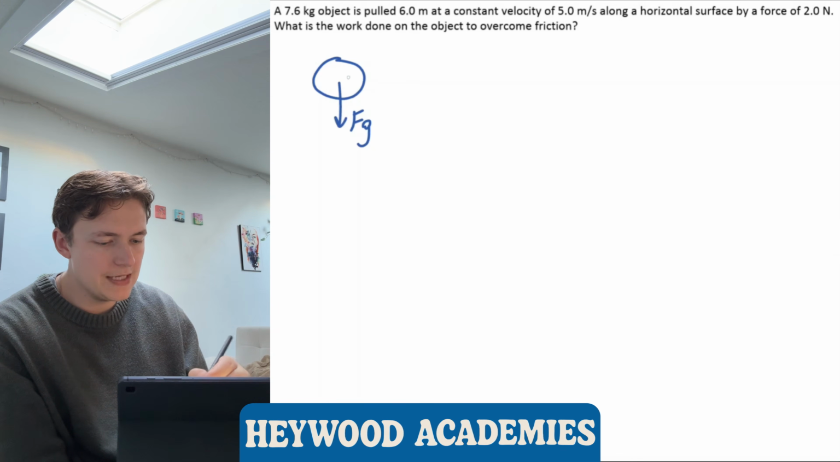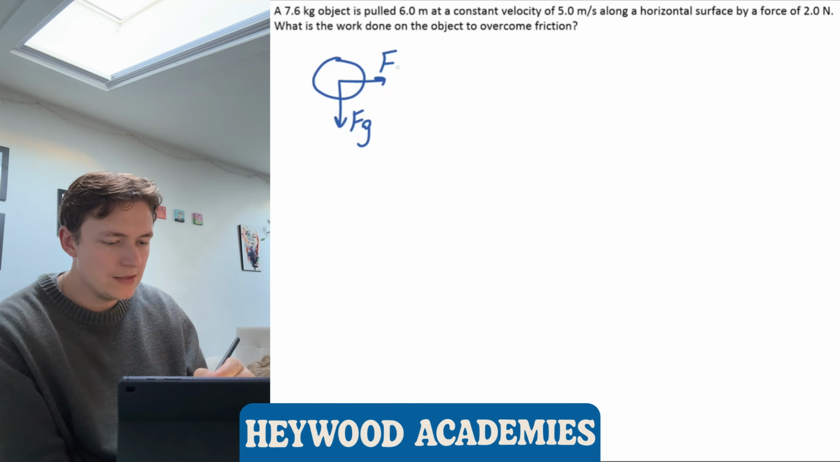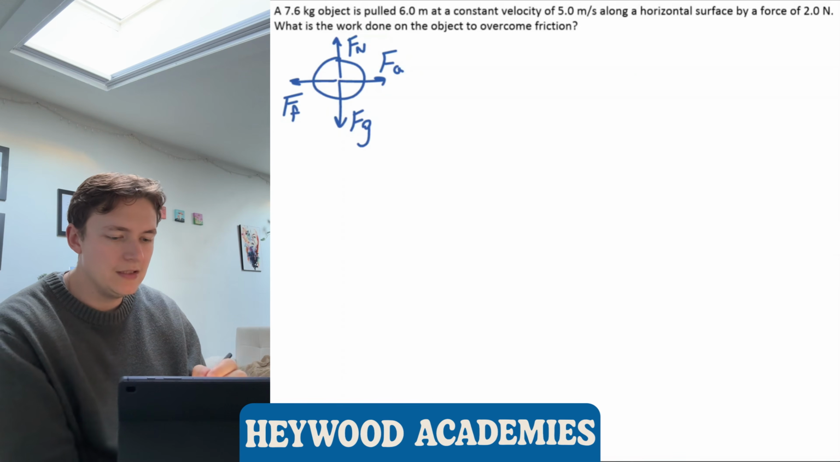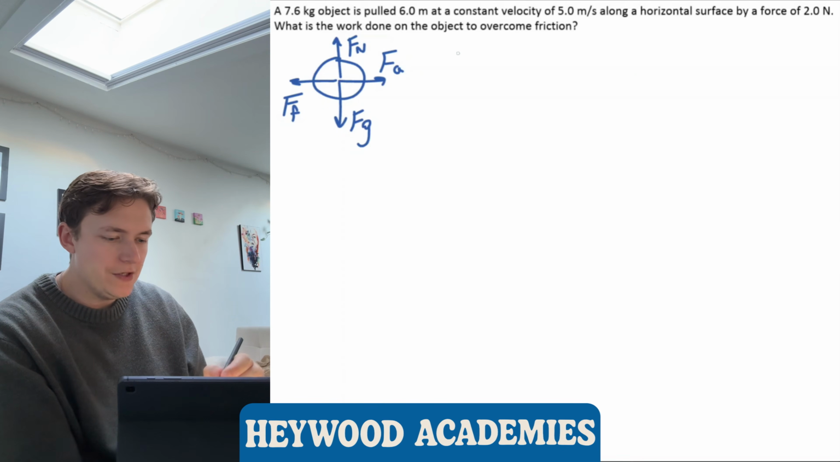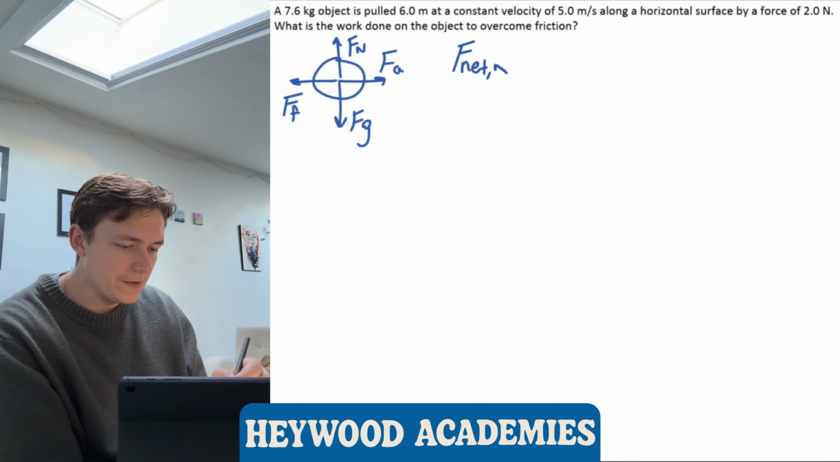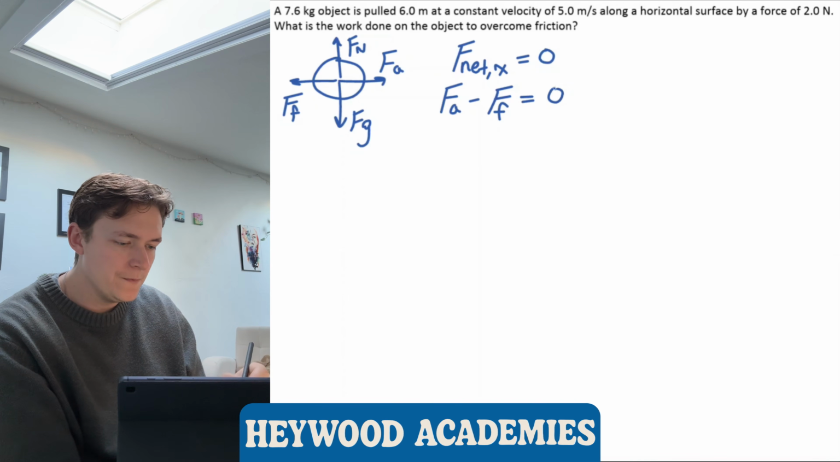Force of gravity is going down. We get some applied force moving us forward. Normal force going up. Friction force going back to the left. Okay, now that we've got our picture, we can do the forces in the x direction, our net forces, should be equal to 0 because we're moving at a constant velocity. So that applied force should balance out perfectly with our friction force. And so that means that our friction force should be equal to the applied force.